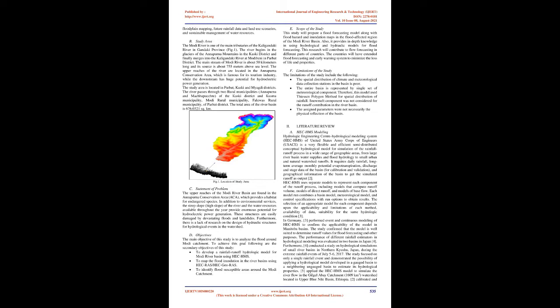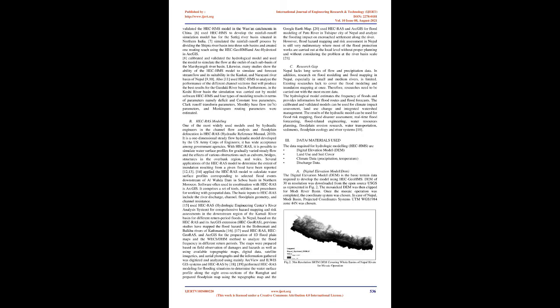The total area of the river basin is 676.0321 square km. Statement of problem. The upper reaches of the Modi River Basin are found in the Annapurna Conservation Area, ACA, which provides a habitat for endangered species. In addition to environmental services, the steep slope, high slope, of the river and the water resources available throughout the year provide enormous potential for hydroelectric power generation.